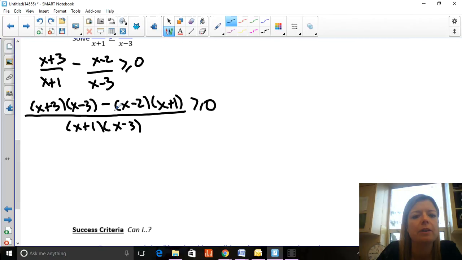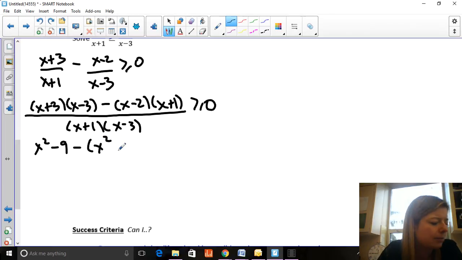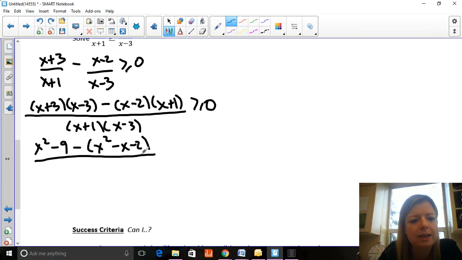Okay, so just be careful when you're expanding here with this negative. When you FOIL, keep that all in brackets so that the negative is distributed amongst that whole bracket. So when you rearrange this, you get x squared minus 9 minus bracket x squared minus x minus 2. I'm just showing this extra step because this negative I know is a bugger. And remember, just leave the bottom factored because then you can see the vertical asymptotes. Don't FOIL the bottom.